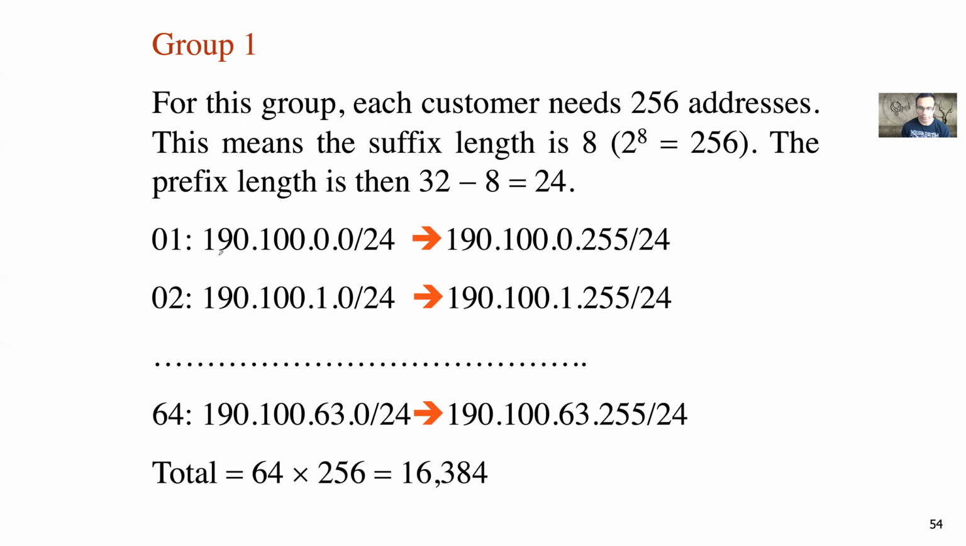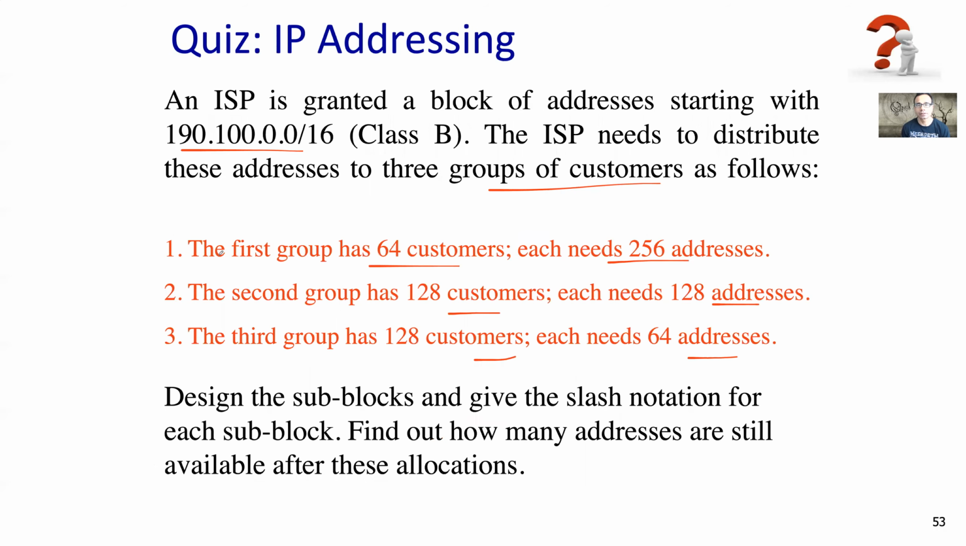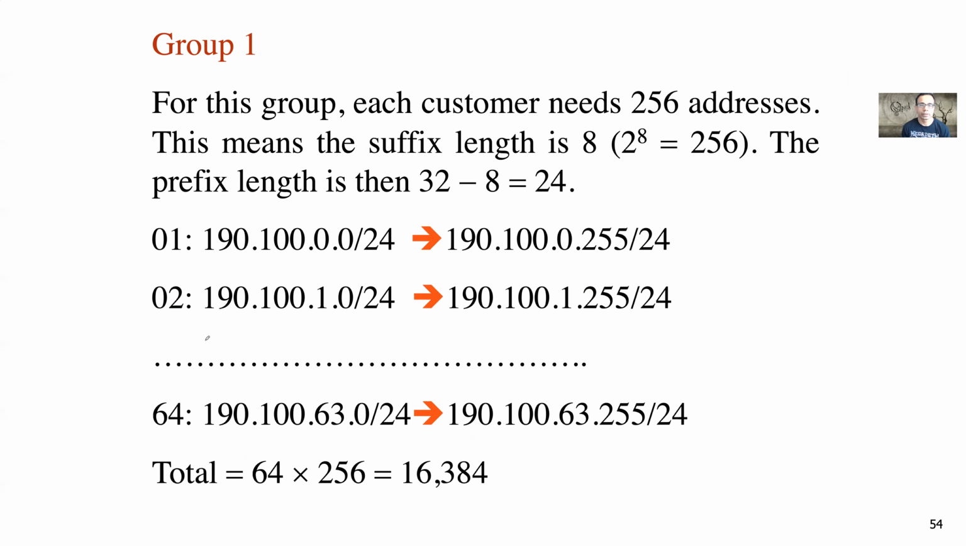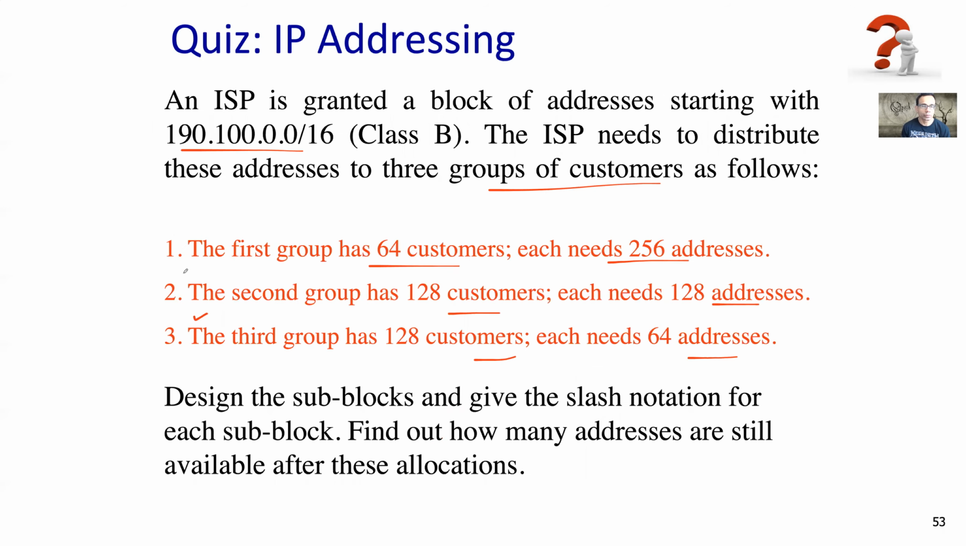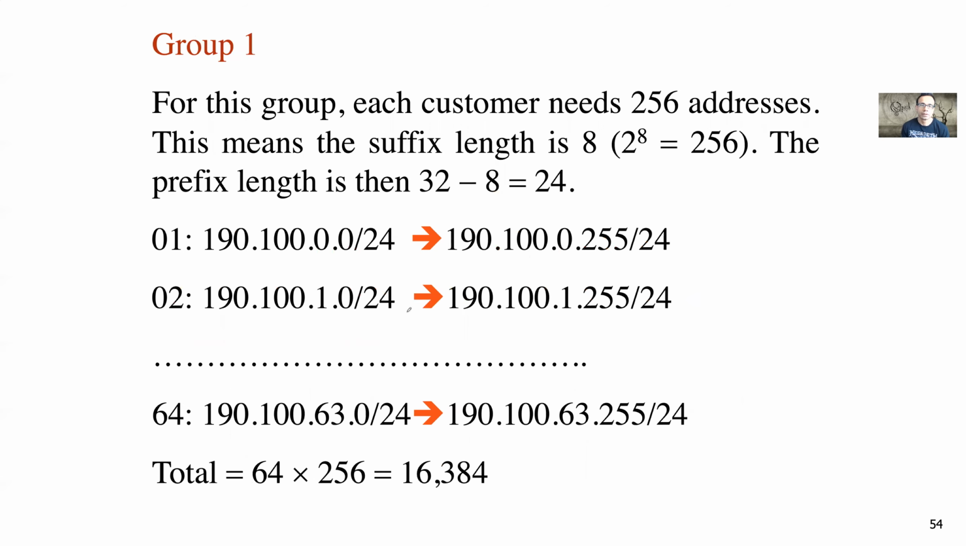This is just one way to do things. You could first start allocating the second group. It's not like there is one specific way to do it. I'm just showing you one way, where you first allocate this group, then this group, then this group. You could always do it in a different manner. Here we start with the lower end of those blocks and so on until we get these 64 blocks, which means we have allocated 64 times 256.